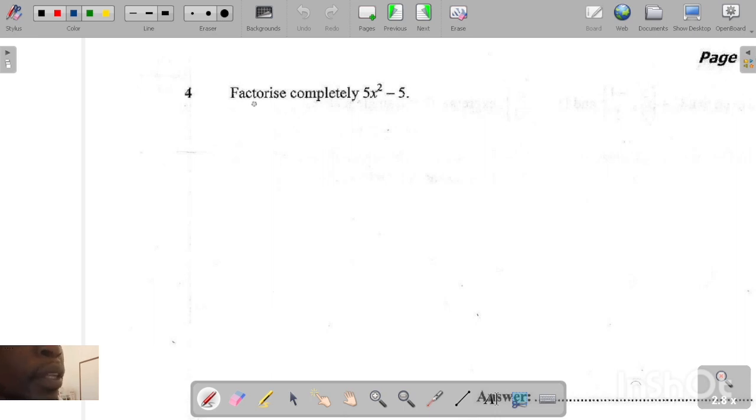Okay, number 4. They are saying factorize completely. So the expression that we are required to factorize is 5x squared minus 5. First of all, you need to look for what is common in both terms. So we have two terms. The first term is this one and the second term is this one. What is common in both terms is a 5. So 5x squared divided by 5, what will remain in the brackets is just the x squared, minus 5 divided by 5 is a 1.